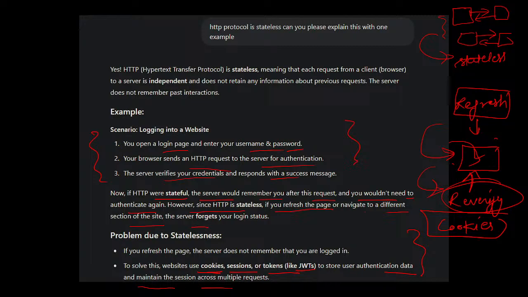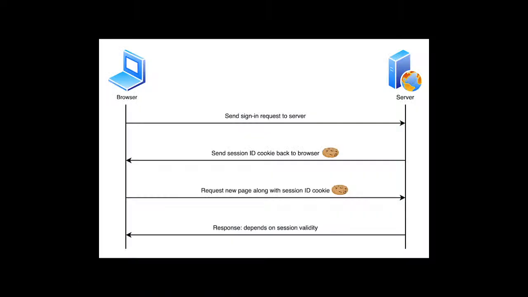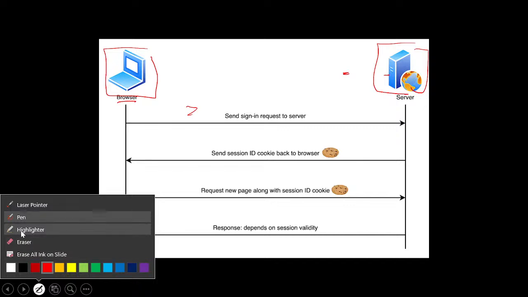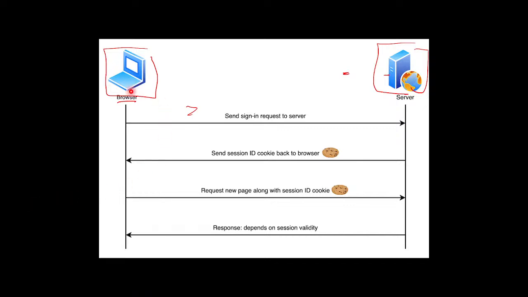So in the next slide, okay, next slide we can see, sorry, where is our pointer? Okay, this is our pointer. So in the next slide we can see this is a browser and this is a server. I need to change this pen. Okay, I'm choosing this laser pointer.